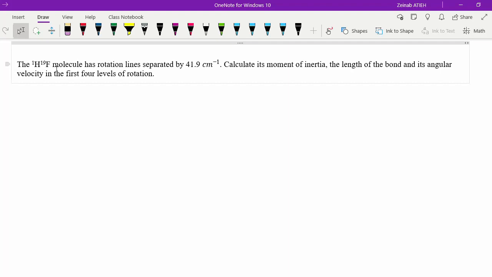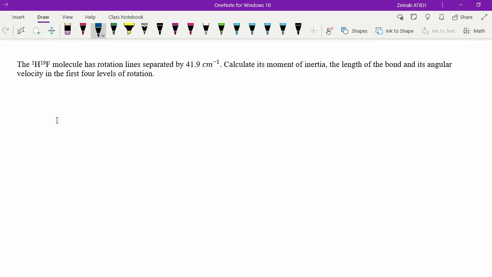So the HF molecule has rotation lines separated by 41.9 cm minus 1. Calculate its moment of inertia, the length of the bond, and its angular velocity in the first 4 levels of rotation. So we know how to find I, we know how to find R. Let's see how to find the angular velocities for the first 4 levels of rotation. First, I'll remind you how to find I and R rapidly.